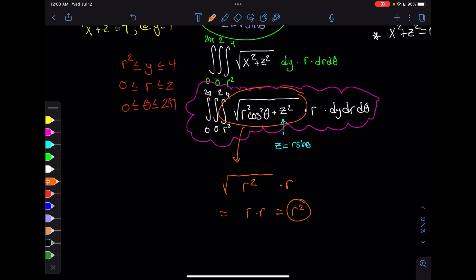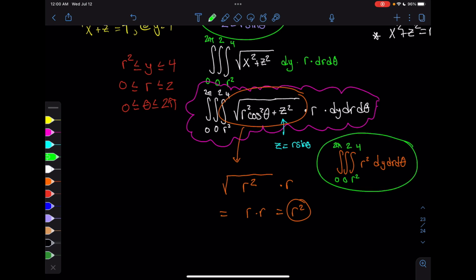So basically, putting this into cylindrical coordinates allowed us to get a triple integral of just r squared dy dr d theta, with our bounds still as r squared to 4, 0 to 2, and 0 to 2 pi. And this is actually fairly easy for us to solve, so that is wonderful.